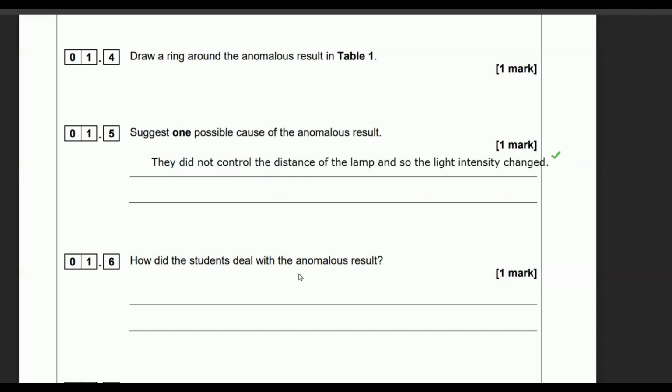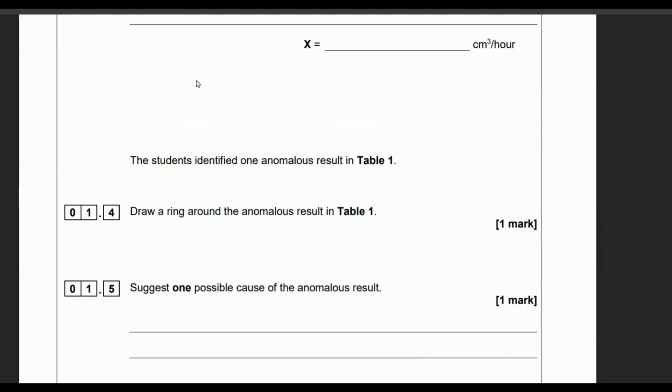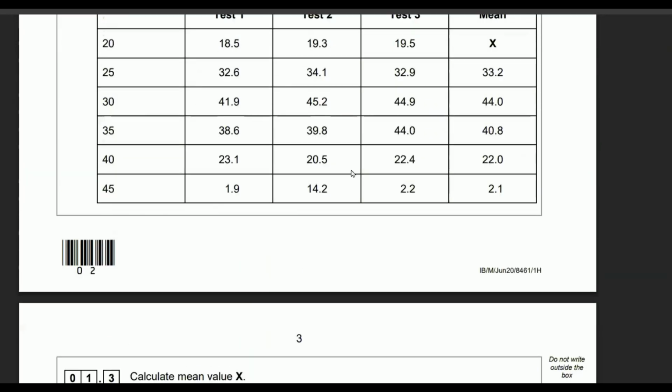How did the students deal with the anomalous result? Right. What we need to look at is, what did they do? I know what they should have done, but did they do it? Let's go check if they did it. You know how you should treat an anomaly? You should treat it very badly. What you've got to do with an anomaly is cut it out and calculate the mean without the anomaly.